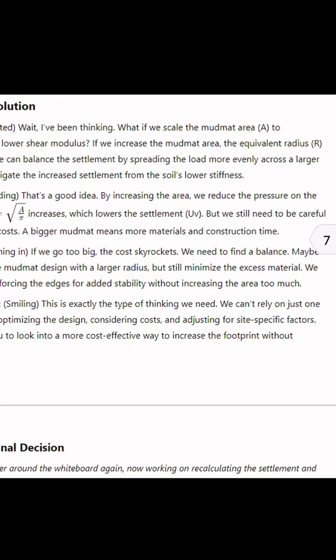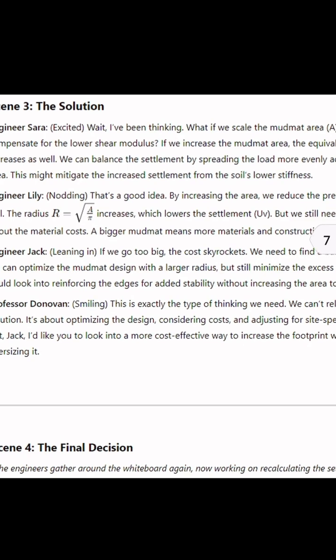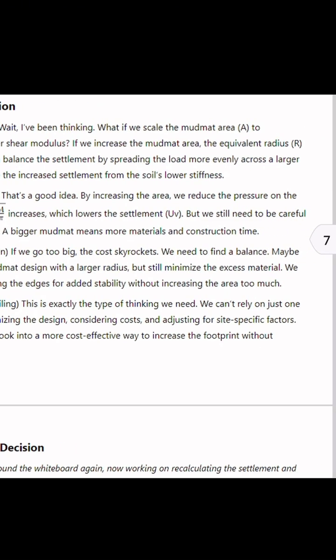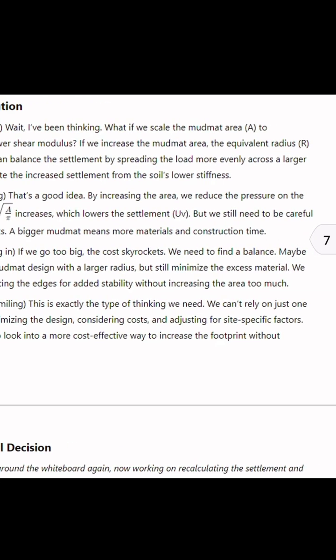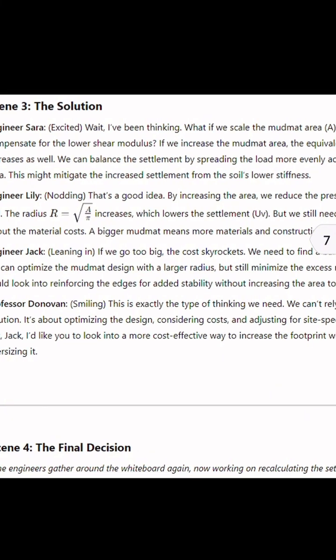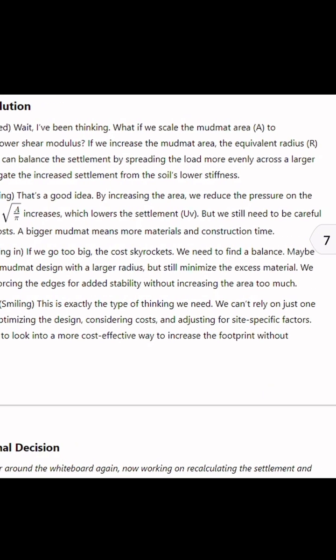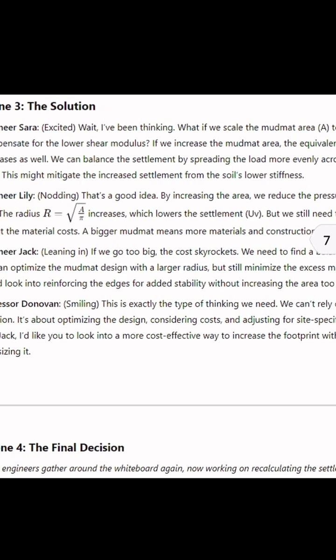Wait, I have been thinking, what if we scale the Mudmat area to compensate for the lower shear modulus? If we increase the Mudmat area, the equivalent radius will increase as well. We can balance the settlement by spreading the load more evenly across a larger area. This might mitigate the increased settlement from the soil's lower stiffness.